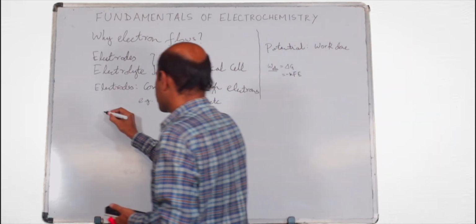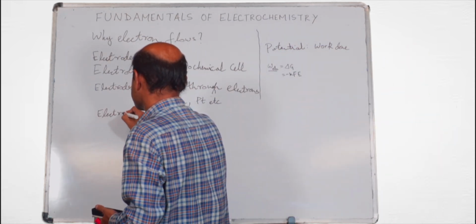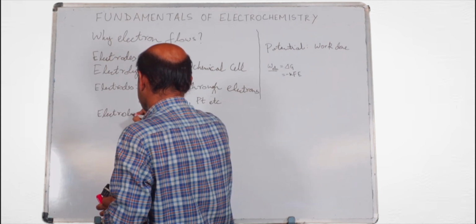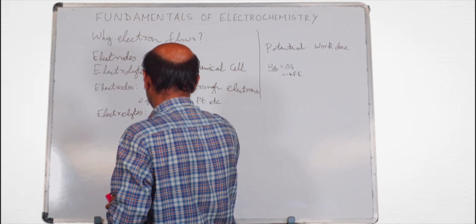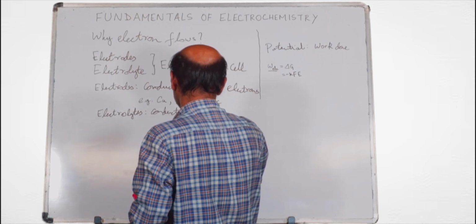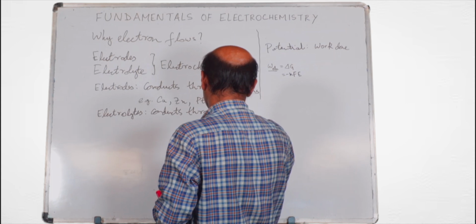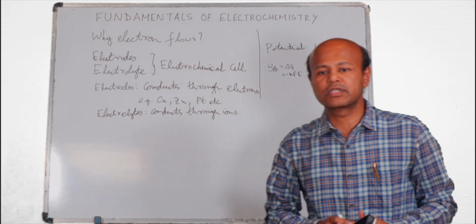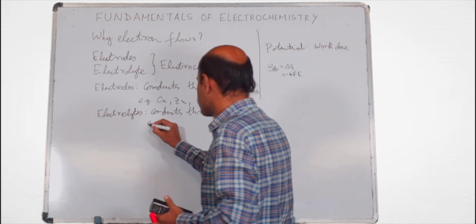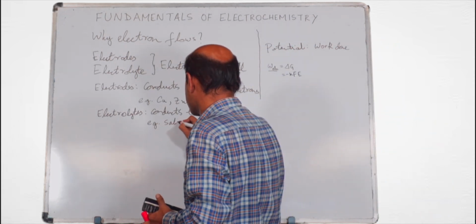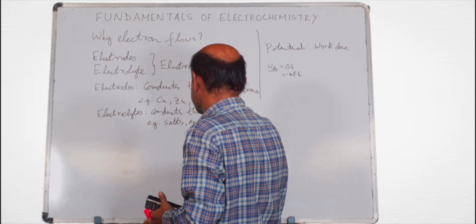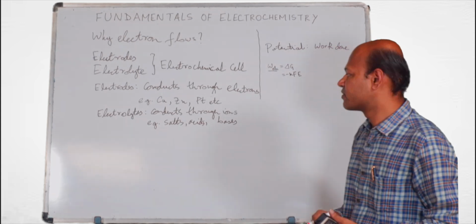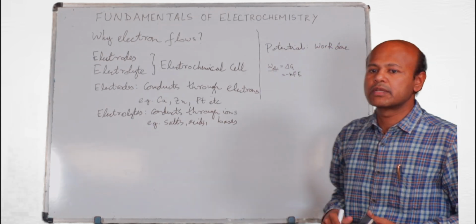They are purely electronic conductors. And what about electrolytes? Electrolytes are materials which conduct through ions. So they are materials which conduct through ions. Examples are salts, acids, gases. These are the types of substances which conduct through ions.